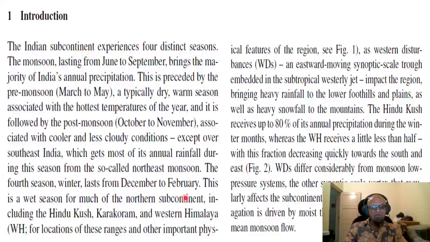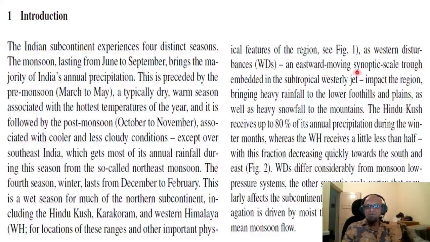The 4th season, winter, lasts from December to February. This is a wet season for much of the northern subcontinent, including the Hindu Kush, Karakoram and Western Himalaya (WH). For locations of these ranges and other important physical features of the region, we'll look at figure 1 pronto.